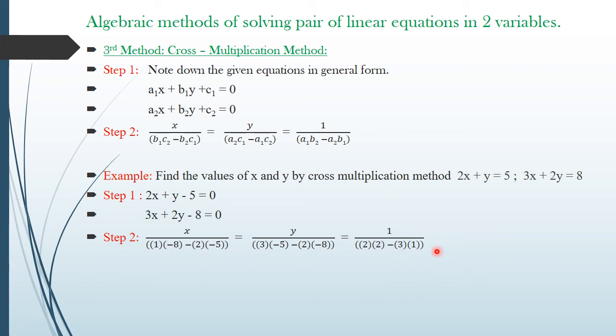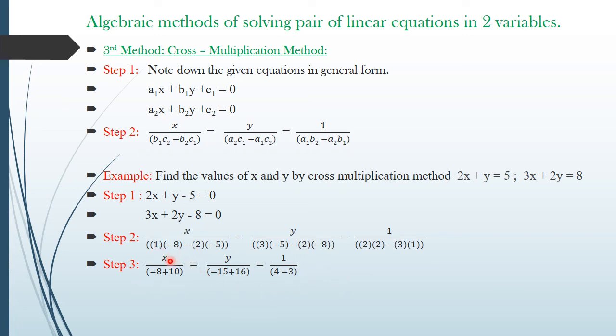When I simplify this in the next step, I have x divided by 8 into 1 is 8, plus into minus is minus, so we have minus 8, minus becomes plus here, 5 into 2 is 10, that is minus 8 plus 10. Then y divided by 5 into 3 is 15, plus into minus is minus, so I have minus 15. Then minus becomes plus, 8 into 2 is 16. Then 1 divided by 2 2s are 4 and 3 1s are 3. So we have simplified this in the next step.